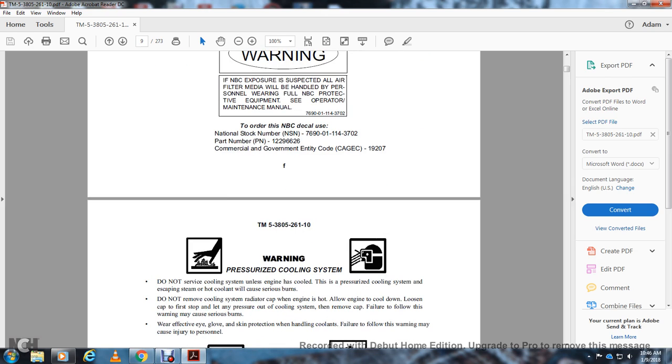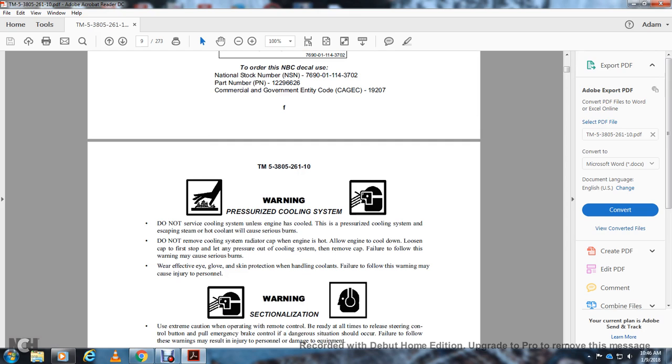Warning, pressurized cooling system. Do not service the cooling system unless the engine has cooled. The pressurized cooling system and escaping steam or hot coolant will cause severe burns. Do not remove the cooling system radiator cap while the engine is hot. Allow the engine to cool down. Loosen the cap first, stop, and let any pressure out of the cooling system. Then remove the cap. Failure to follow this warning will result in serious burns.